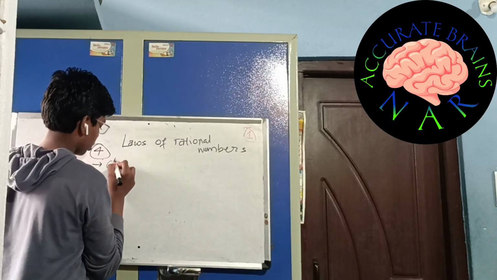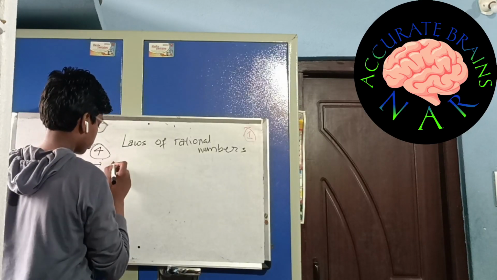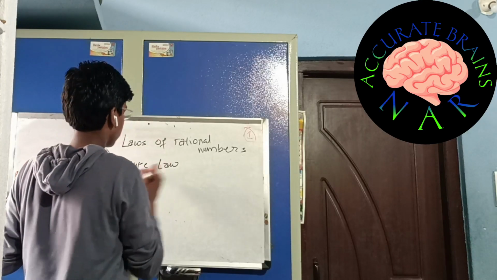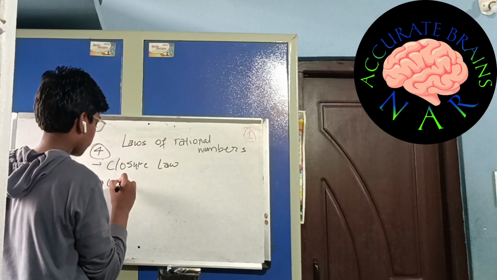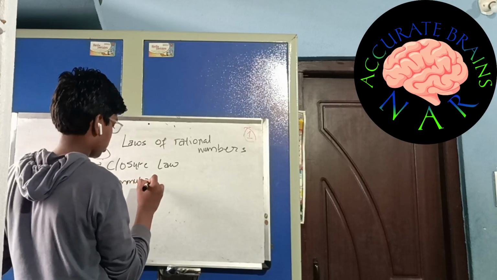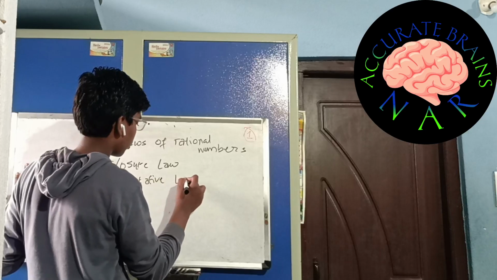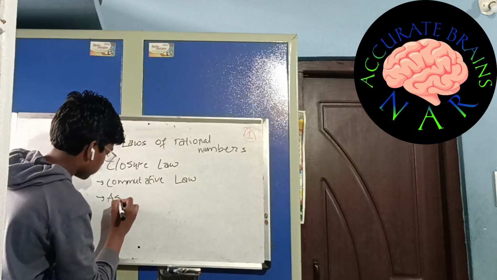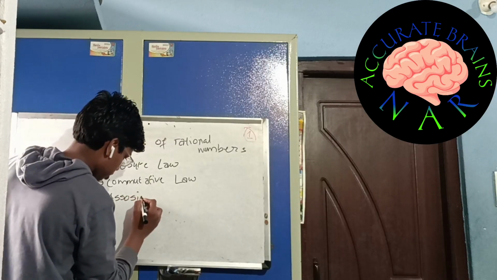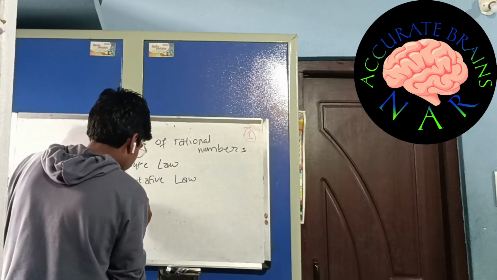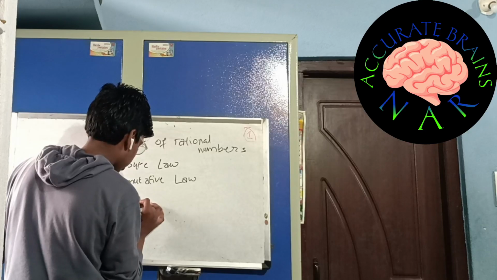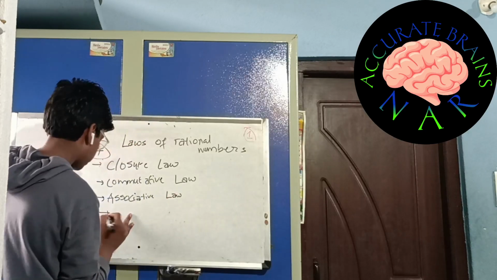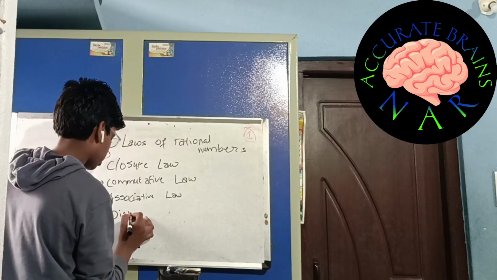So closure law. The second one is commutative law. The third one is associative law. Sorry, I'm writing the spellings wrong, guys. Associative law, and the fourth one is distributive law.